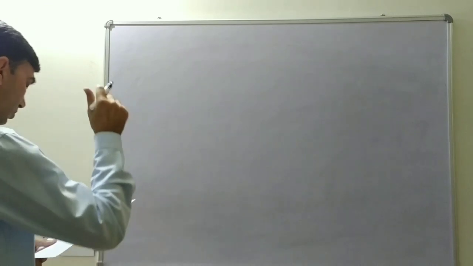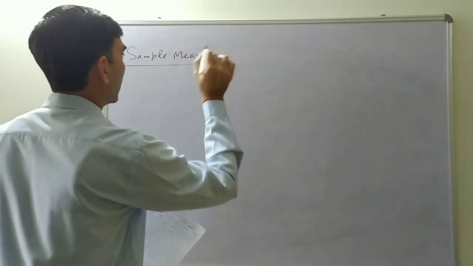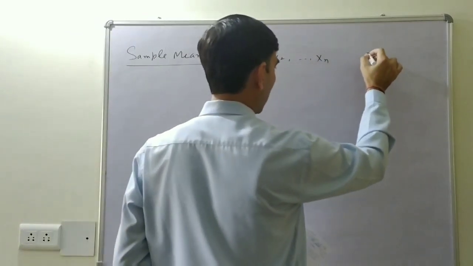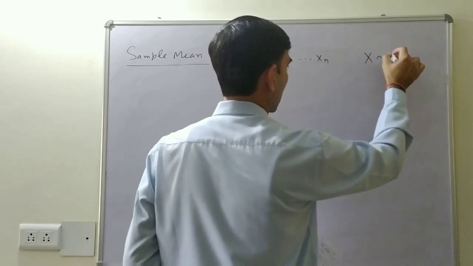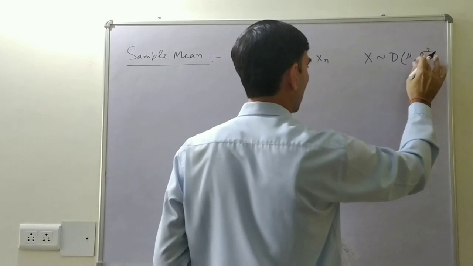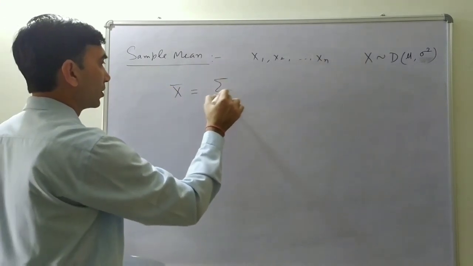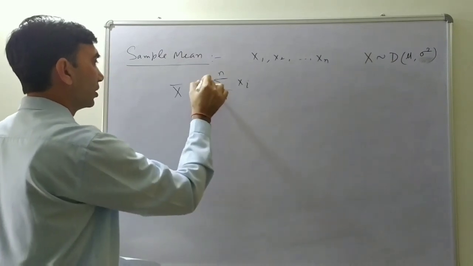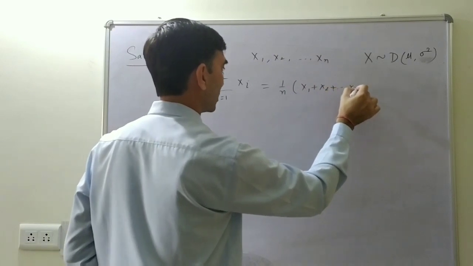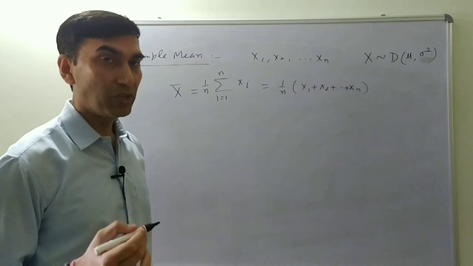Now the next definition related to the random sample is the sample mean. Suppose X1, X2 and so on, Xn is a random sample taken from the distribution of X with mean mu and variance sigma square. Then the mean of this random sample is defined as summation i varying from 1 to n Xi, whole divided by n, or you can write in full form (X1 plus X2 and so on Xn) divided by n. So this defines the mean of the random sample.